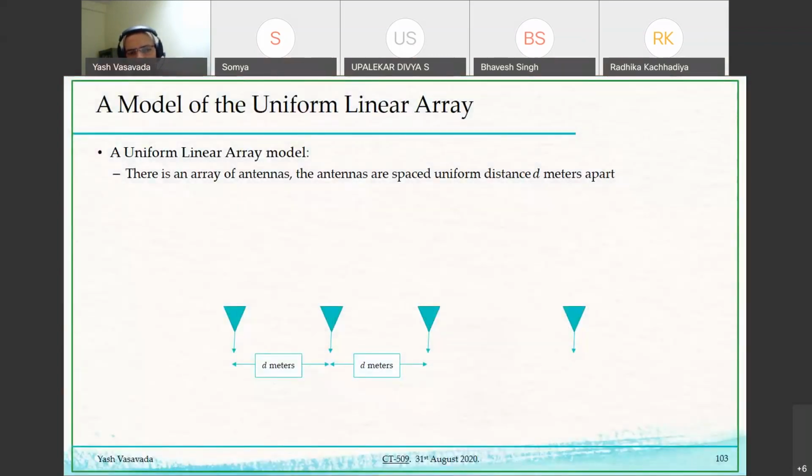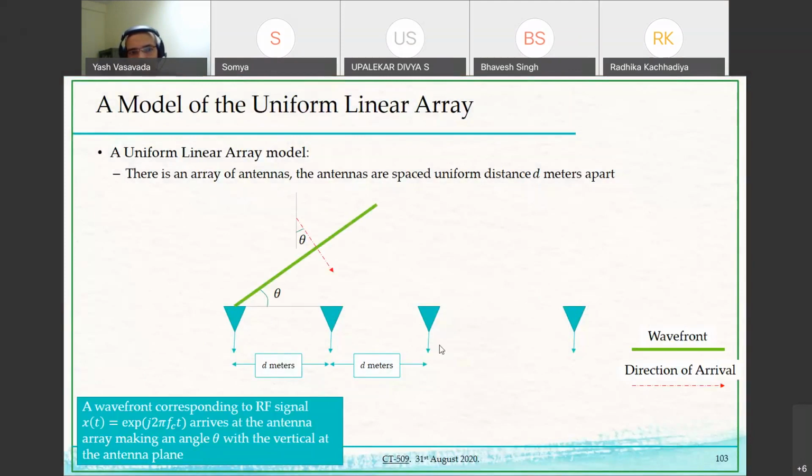There is a simple mathematical model which is called the uniform linear array, and here these triangles represent antennas. Uniformity means all of these antennas have a uniform separation among them, and linear is because they form a line. Okay, so that is where this notation is coming from.